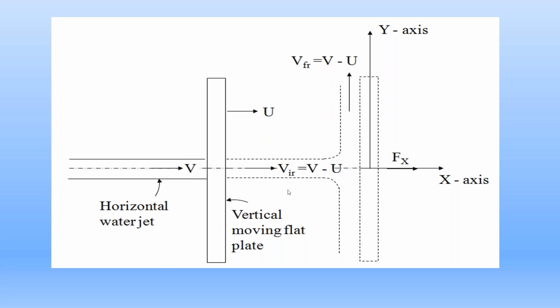Now when the water jet strikes the moving metal plate, it applies a force on the metal plate. Let Fx be the force exerted by the water jet on the moving plate along the x-axis. We are going to derive the equation for this Fx by using Newton's second law.